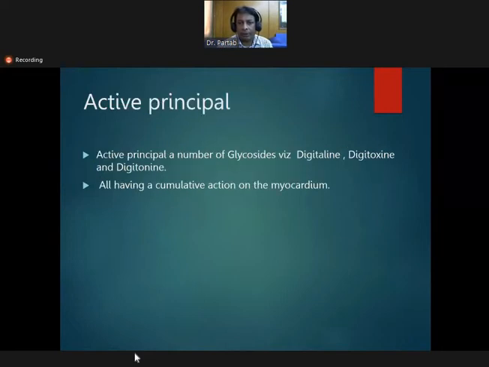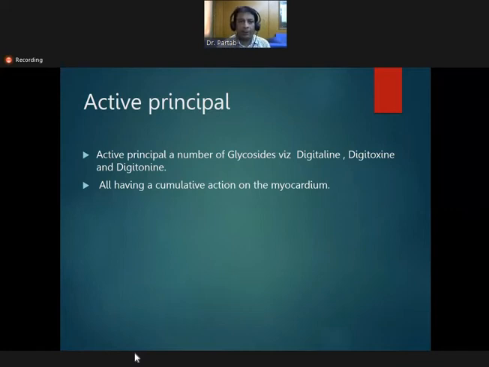Active principle: there are a number of glycosides present in these drugs, like digitaline, digitoxin, and digitonine. These are the three glycosides present in the Digitalis plant, in the seeds, flowers, leaves, stem, and roots. There are different concentrations in all the parts of the plants, but these glycosides are present in all parts. They are extracted from all parts of the plants and used in making these medicines.